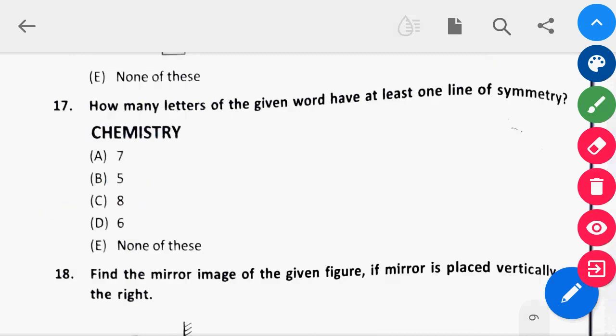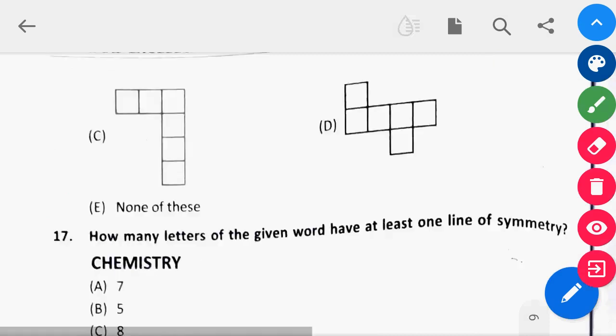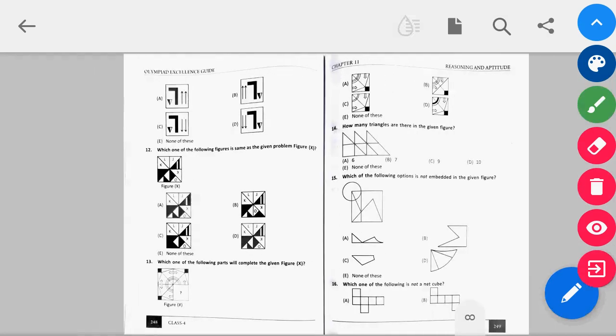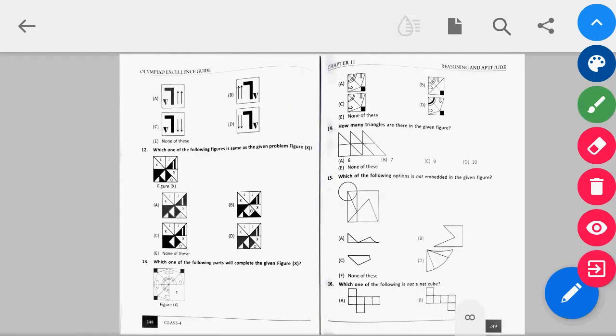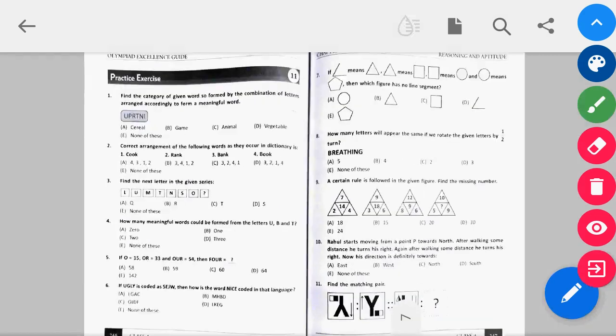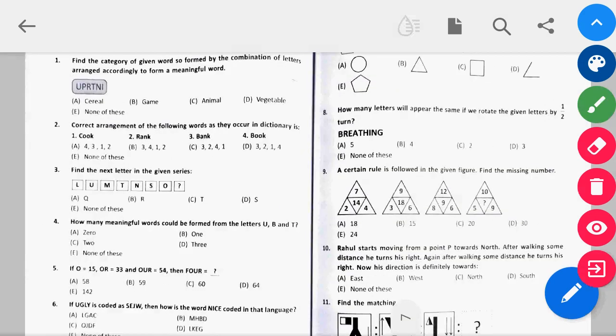Okay. So this is all about the reasoning and aptitude session. The more you solve, the more you get the idea. So all the best for the practice exercise and all. You can do the practice at home and you can find the solution.